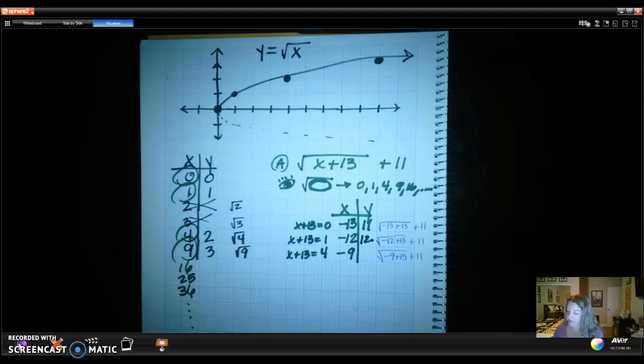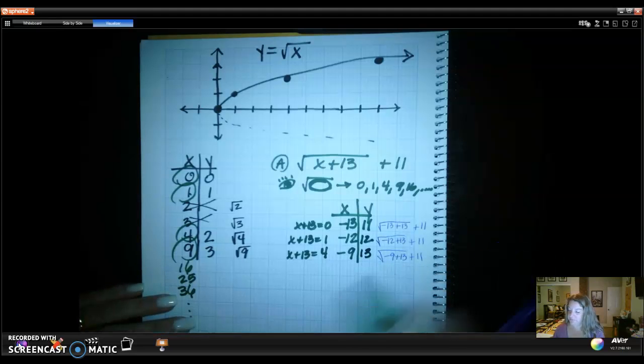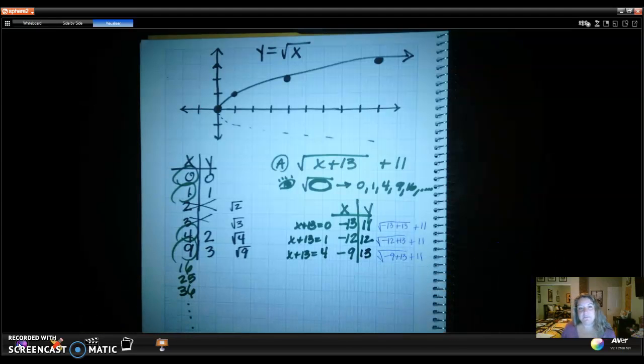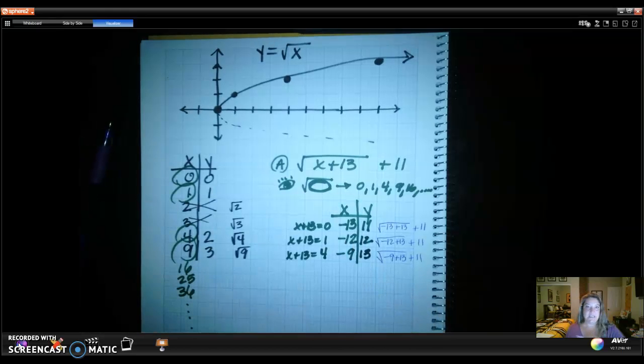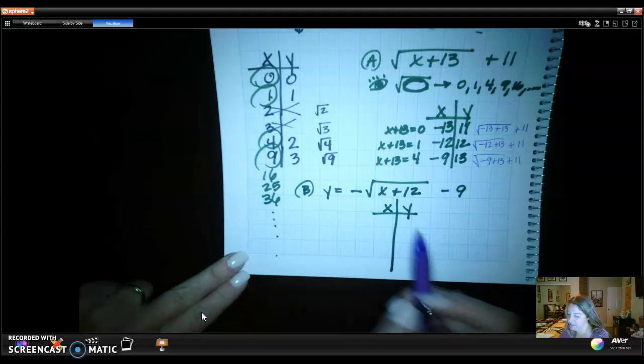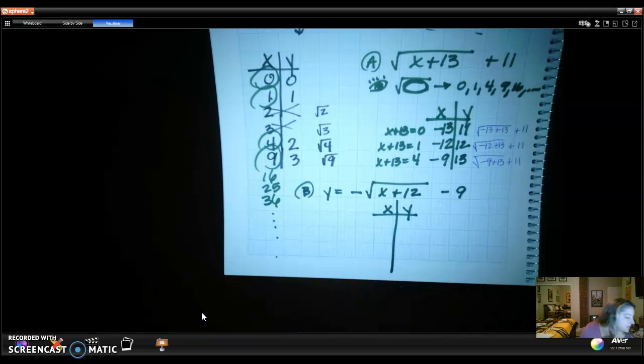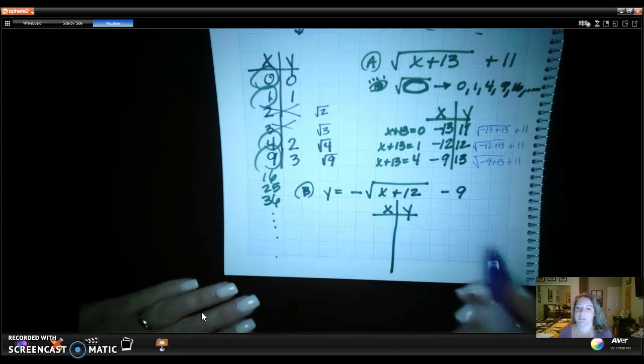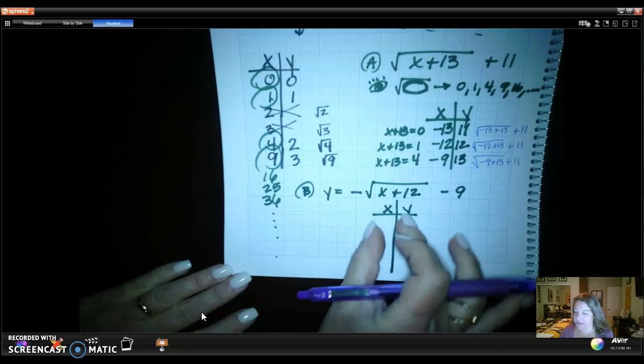Plus 11 makes 13. And then on your monster elimination paper, you're just going to plot these points and see if you can cross through a monster. All right, so we're going to do it one more time. So letter B on the monster elimination paper, this is the square root function that we're going to graph. So let's go make the table.